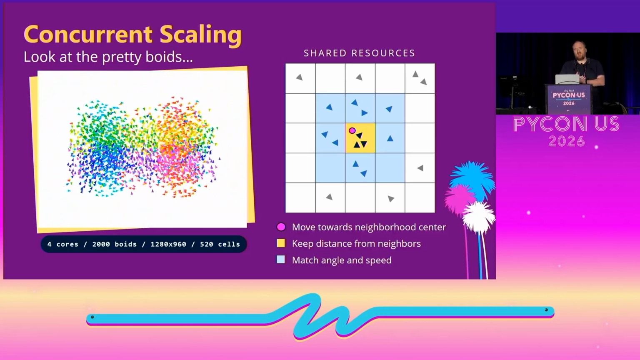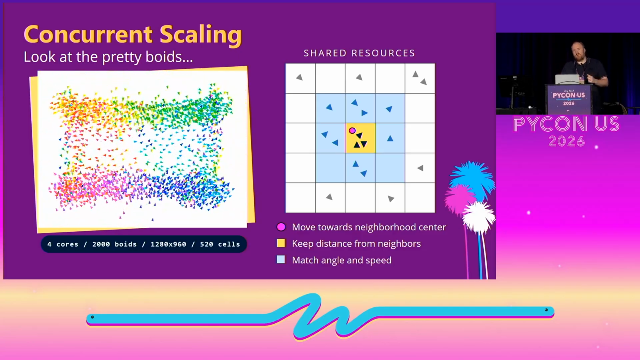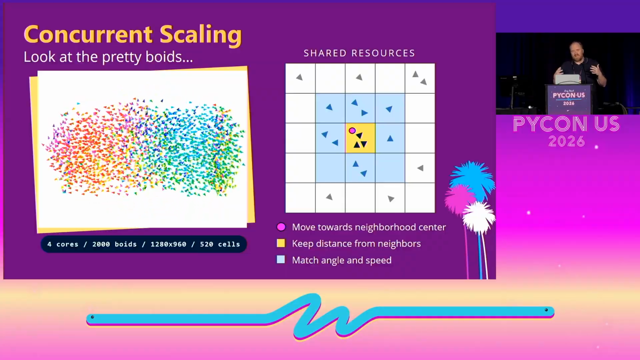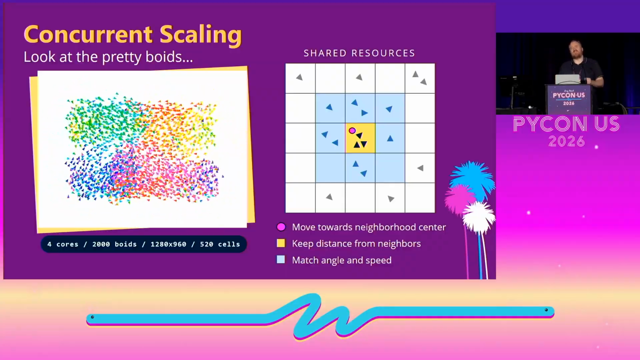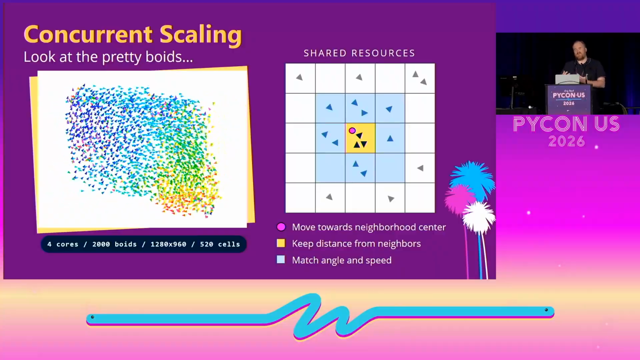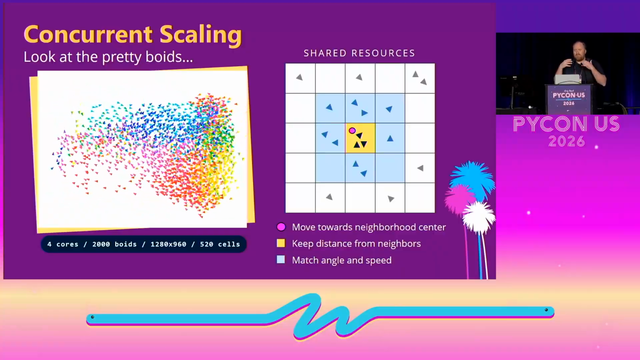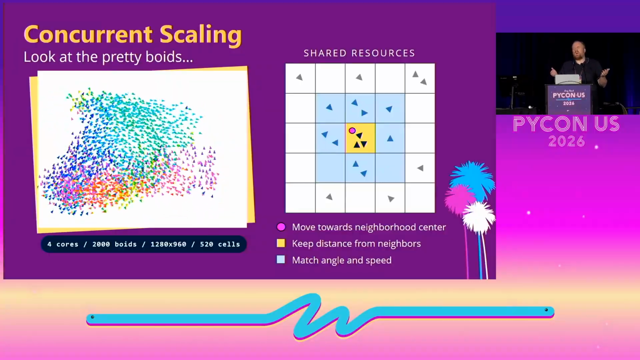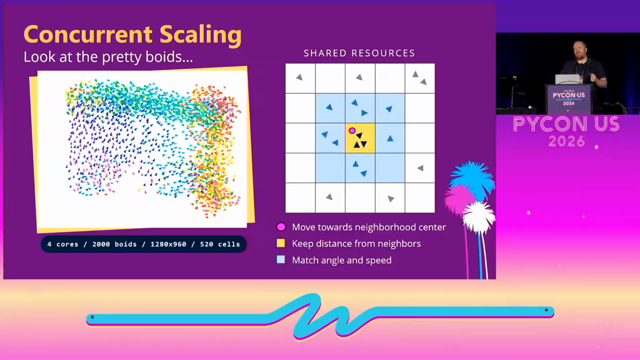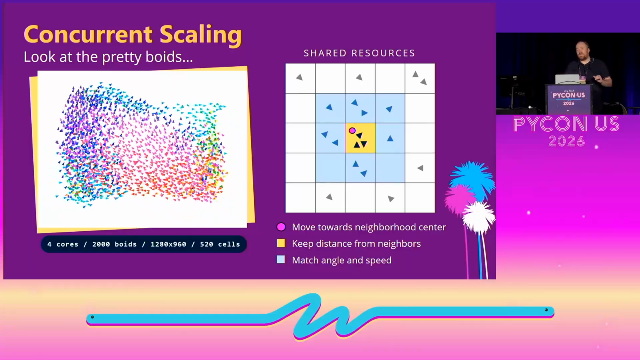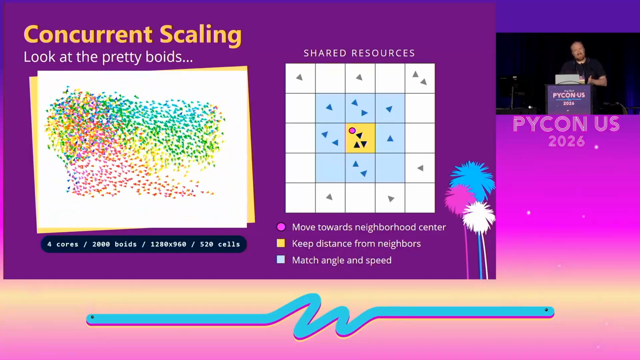So let's do that. We have 4 cores now, 2,000 Boids, now in 1280 by 960. That's 520 cells, so around 31,000 cell updates a second. Now we really do need that extra compute to keep up with the simulation. On the surface, it looks like this should just work. Each core can handle around 8,000 cell updates. We have 4 cores, that's 32,000, and 31,000 we need to do. We're in the clear. But of course, it isn't that simple.